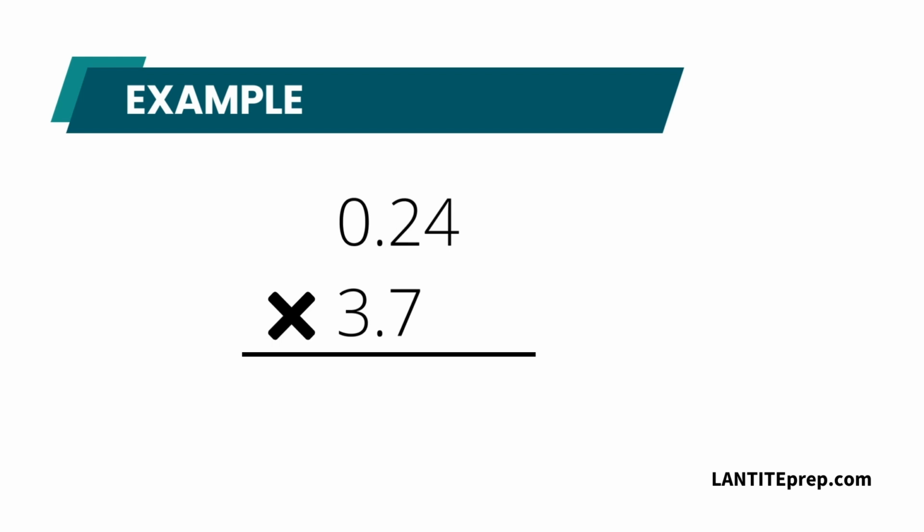Next, let's practice our multiplication with decimals problem. See if you can solve the problem on the screen now. Then come back when you're ready for the solution. Great. So the solution here is 0.888. And the way I recommend multiplying decimals is simply eliminating the decimal points altogether and multiplying the numbers as if they are whole numbers.